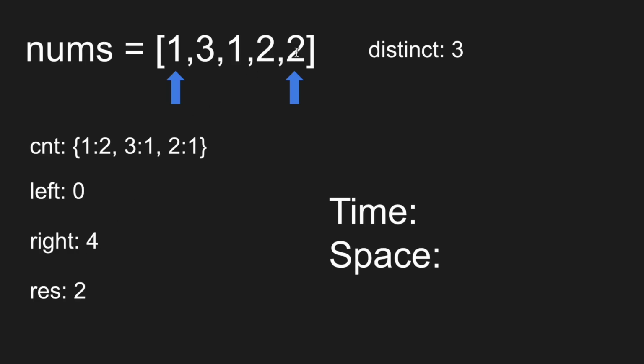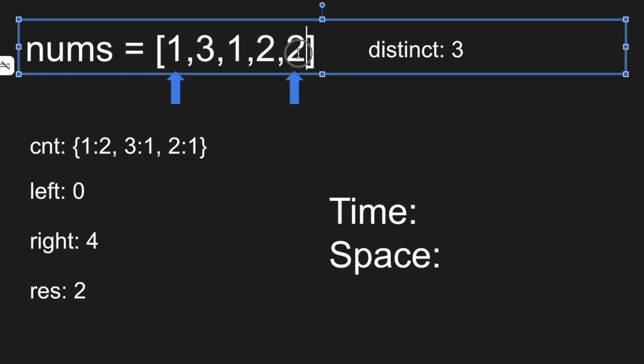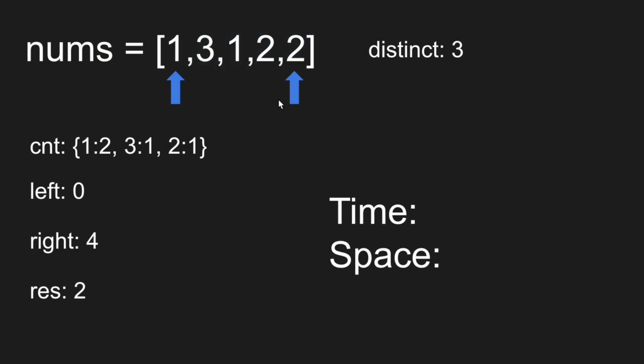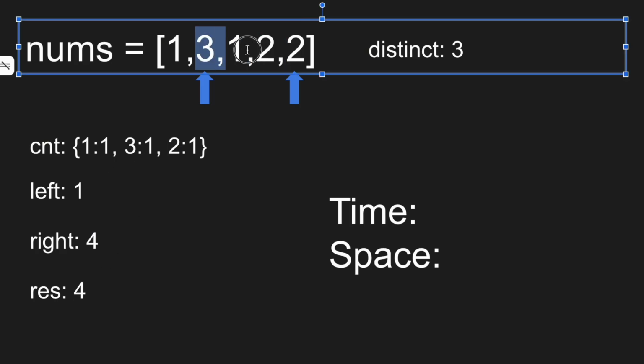And now we do have 3 distinct elements, and as we can see, we can add 2 to the result because we will do length, which is 5, minus the right pointer, which is 4, and then plus 1, which will equal 2. And as you can see, this subarray works and this subarray works. So since we have a valid subarray, then we will shift the left pointer now, and we will add 2 again in result because our hash map is still valid.